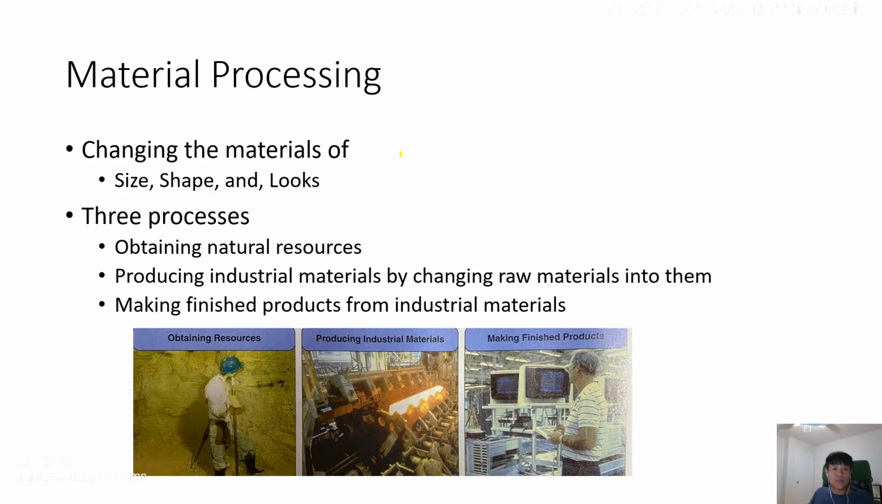First one is material processing. Material processing means changing the material size, shape, or looks. These are the definitions of material processing. Mainly, material processing has 3 steps. First of all, when in manufacturing you change the material shapes or size or looks, we have to obtain the natural resources.